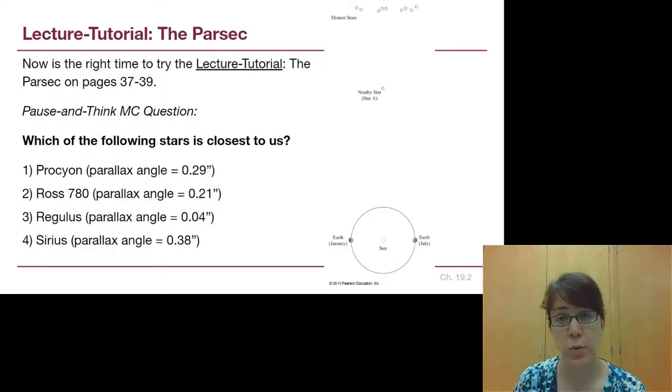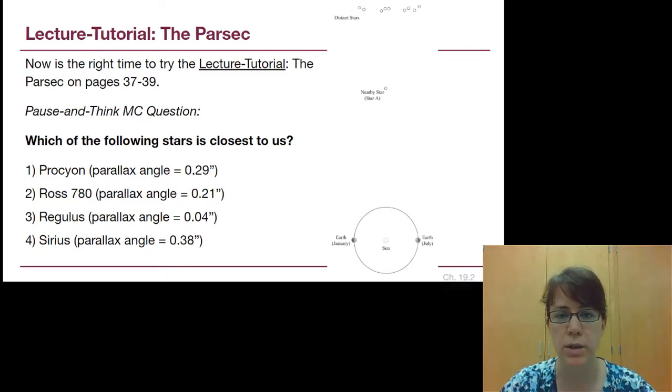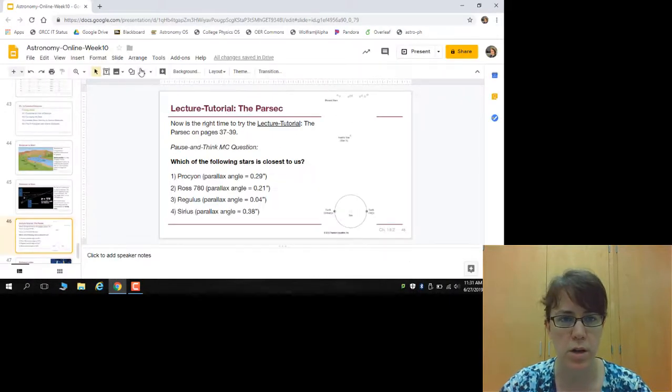The lecture tutorial that we are going to have will walk us through how to think about the parsec and how to think about parallax. I want to make a couple of notes because some students always seem to have a little bit of trouble thinking through what the instructions are having us do. So I'm going to draw on our slide briefly. I'm going to draw a line.